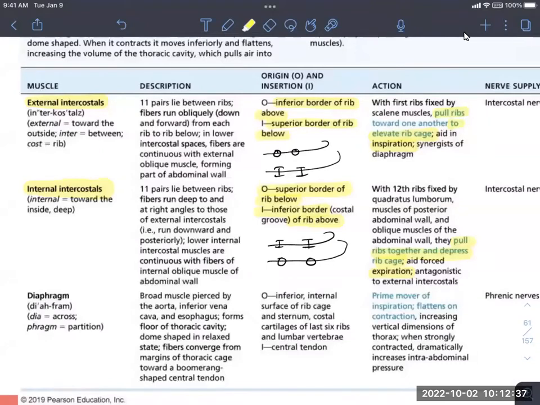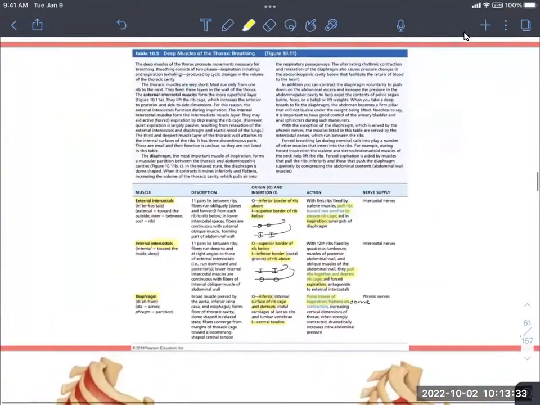The last muscle that helps with breathing, of course, is our diaphragm. Our diaphragm originates at the inferior border of the ribs and the sternum, and it inserts at the central tendon. Your diaphragm is the prime mover of inspiration, and it flattens the dome. So those are our muscles of inspiration.